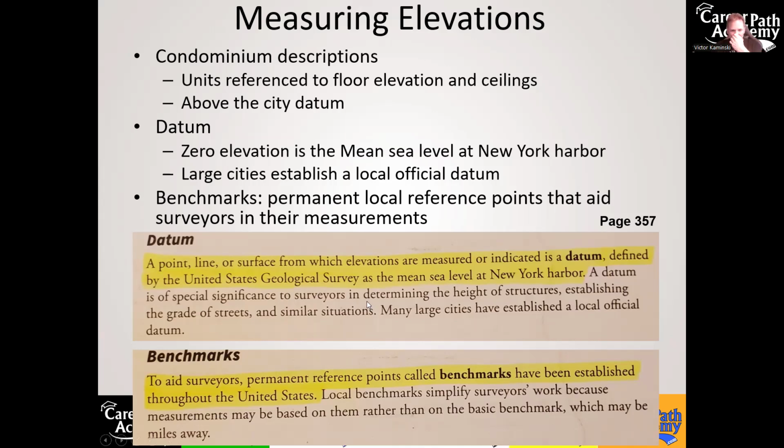And then they could tell you how many feet above sea level you're in, to see if you're in a flood zone or not, or to measure the elevation of a condo that's maybe a second floor or third floor unit. So that's what those benchmarks do.